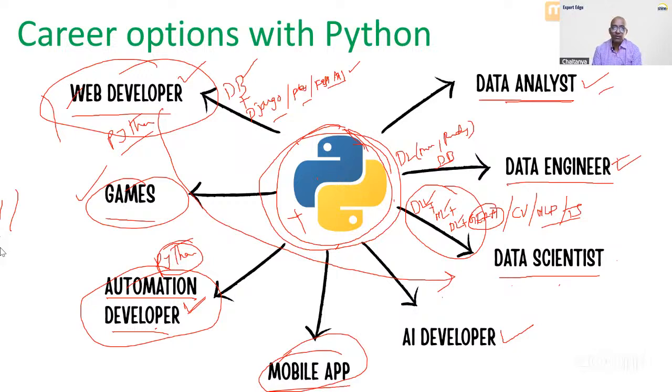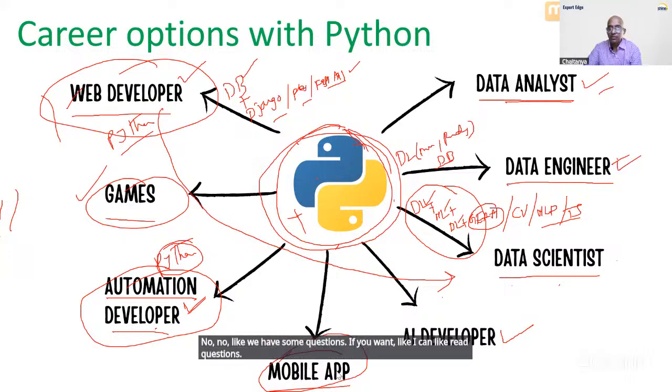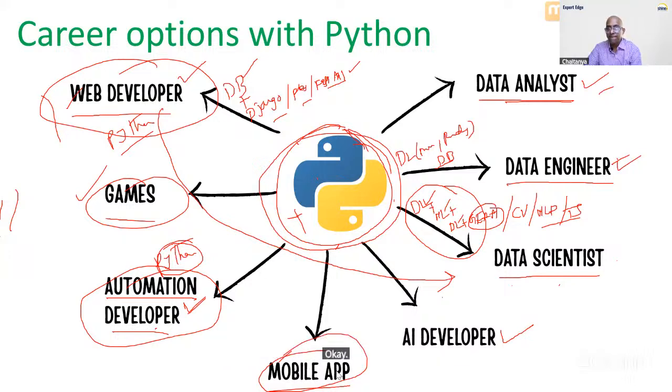So that's why we are able to, yeah. Pritish, you're saying something? No, we have some questions. If you want, I can read the questions. Yeah, please. Okay. So Praveen Kumar is asking about the difference between a web developer and an AI developer.